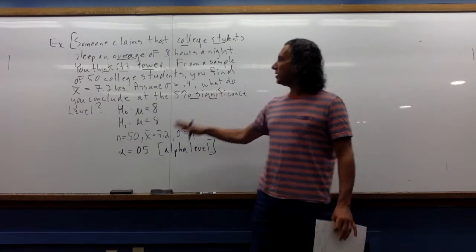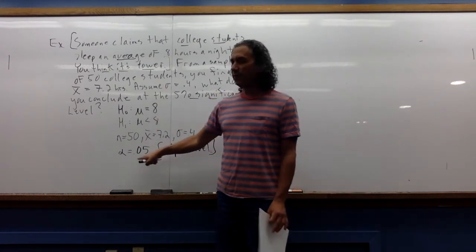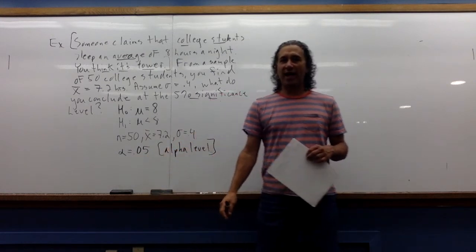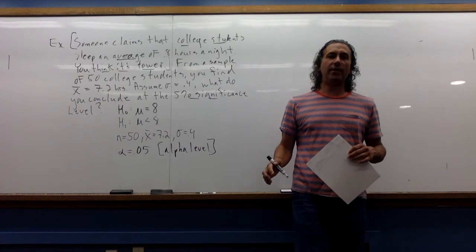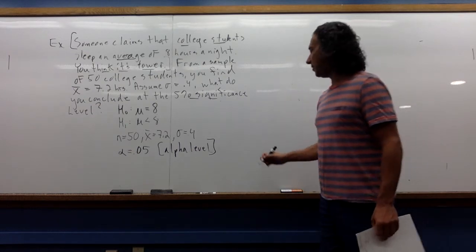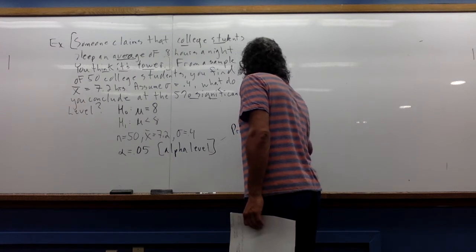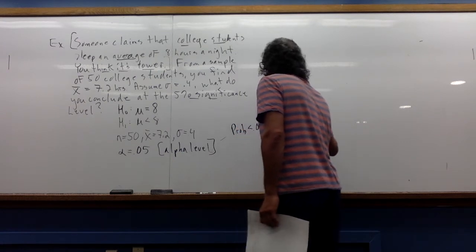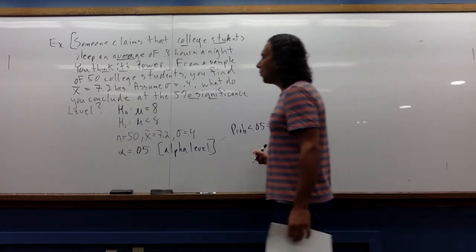So in other words, once we compute the probability, if we get a value that's less than 0.05, we will reject the null hypothesis. So, a probability less than 0.05 means that we're going to reject the null. We're going to reject this claim.